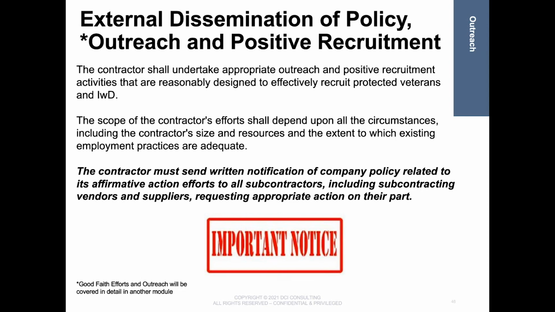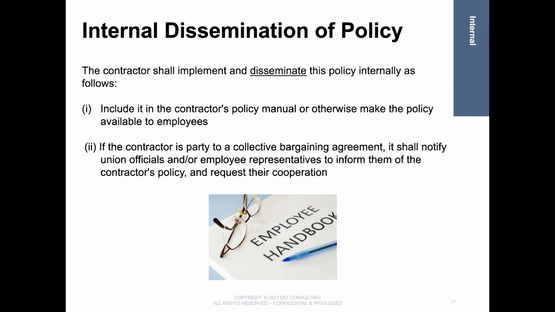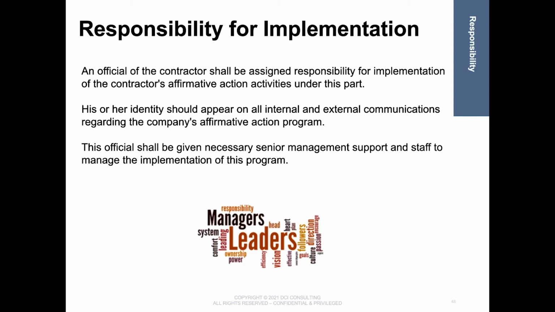You also need to, we talked about notifying your unions. So there's a lot of external dissemination that does need to happen. Inside the house, we need to make sure that in our policy manual, we have our harassment policy, our non-discrimination policy. We need to post on our bulletin boards our statement of policy. If you have a union, you need to let the union know, we talked about this already, that you abide by affirmative action principles. And then this is going to look really familiar to you as well, responsibility for implementation.